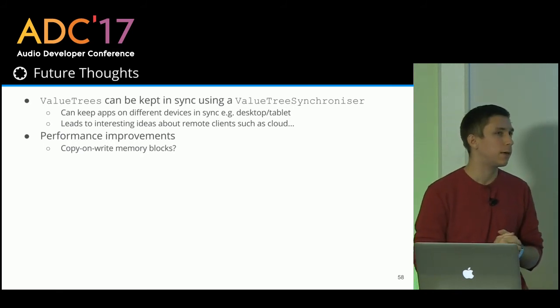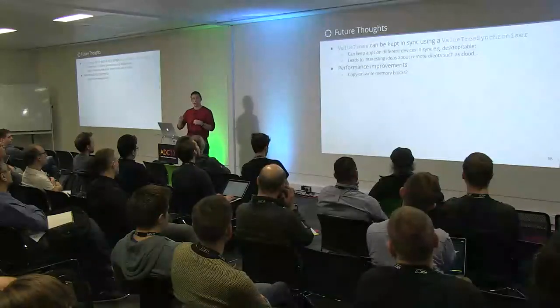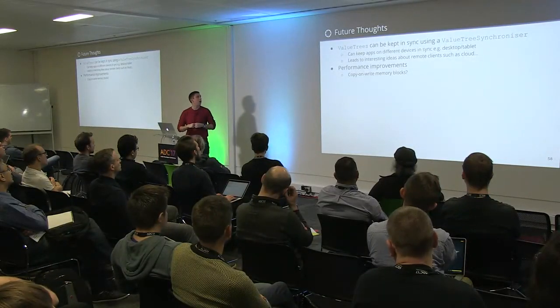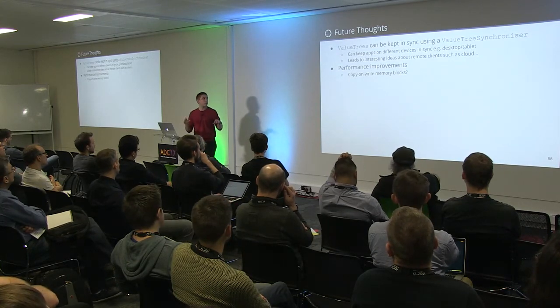Because value trees have this transactional nature, everything is either setting a property, adding a child, or removing a child. You can keep two value trees in sync as long as you mirror the operations on them. And JUCE has this really cool ValueTreeSynchroniser class that will enable you to do that. Every time you change a value tree, it essentially goes, oh, that property's changed, now I'll send that and apply it to another value tree.